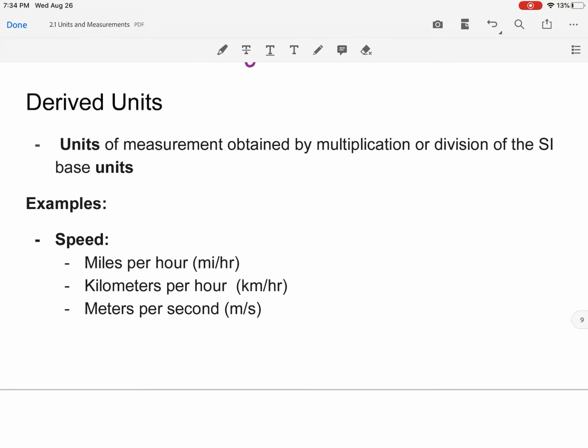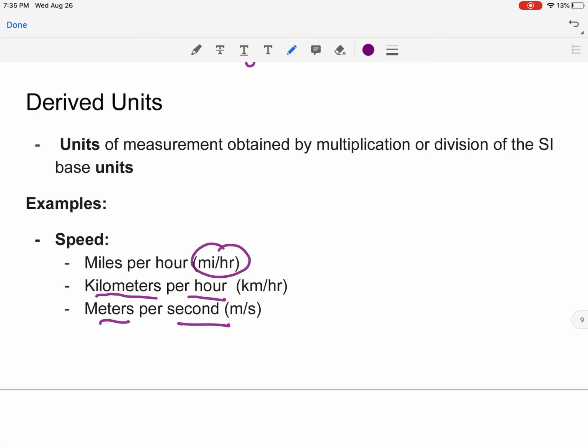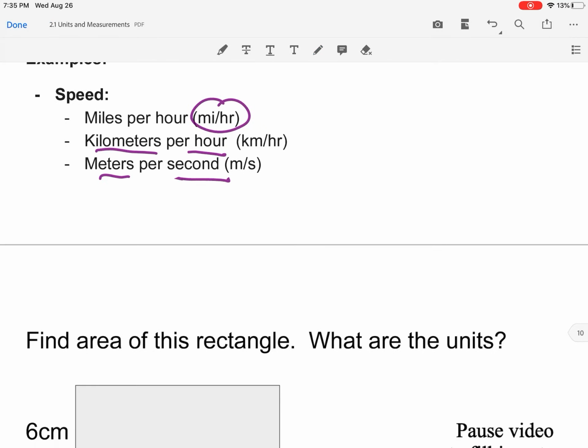Derived units are units of measurement we obtain by multiplying or dividing one of the SI base units. So, for example, when we talk about how fast someone's going, we might say miles per hour. That wouldn't be the SI units, the Système International, but that is a derived unit. We would say more likely kilometers per hour or meters per second. That's derived because we're dividing one unit by another. We're making a little fraction. What are some other derived units?